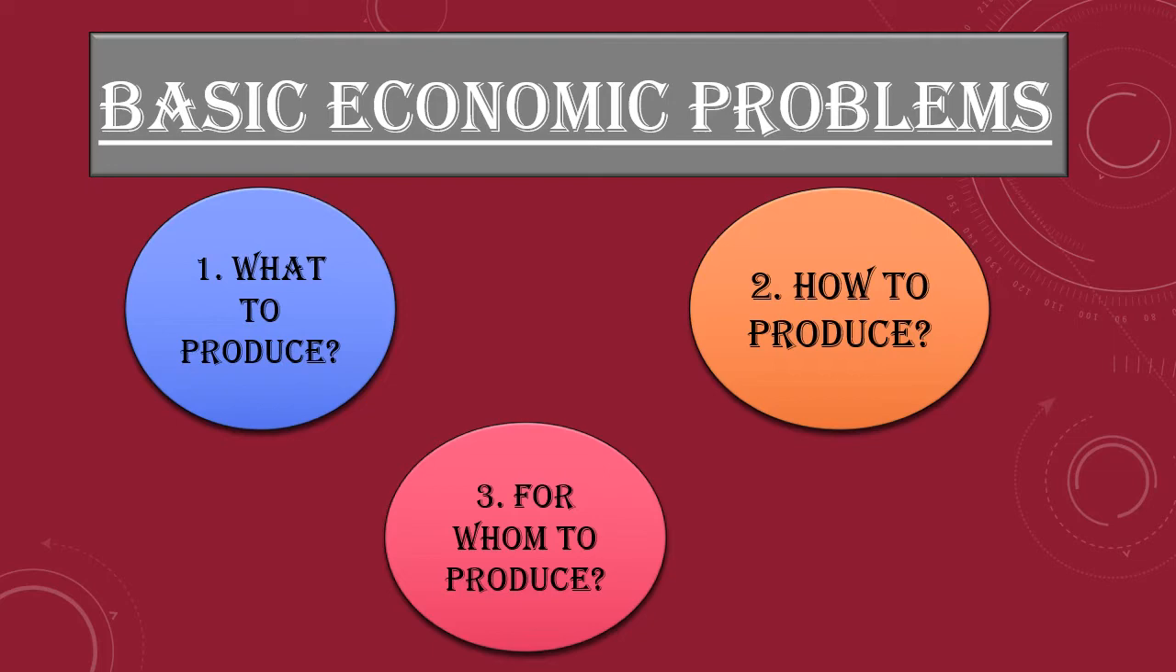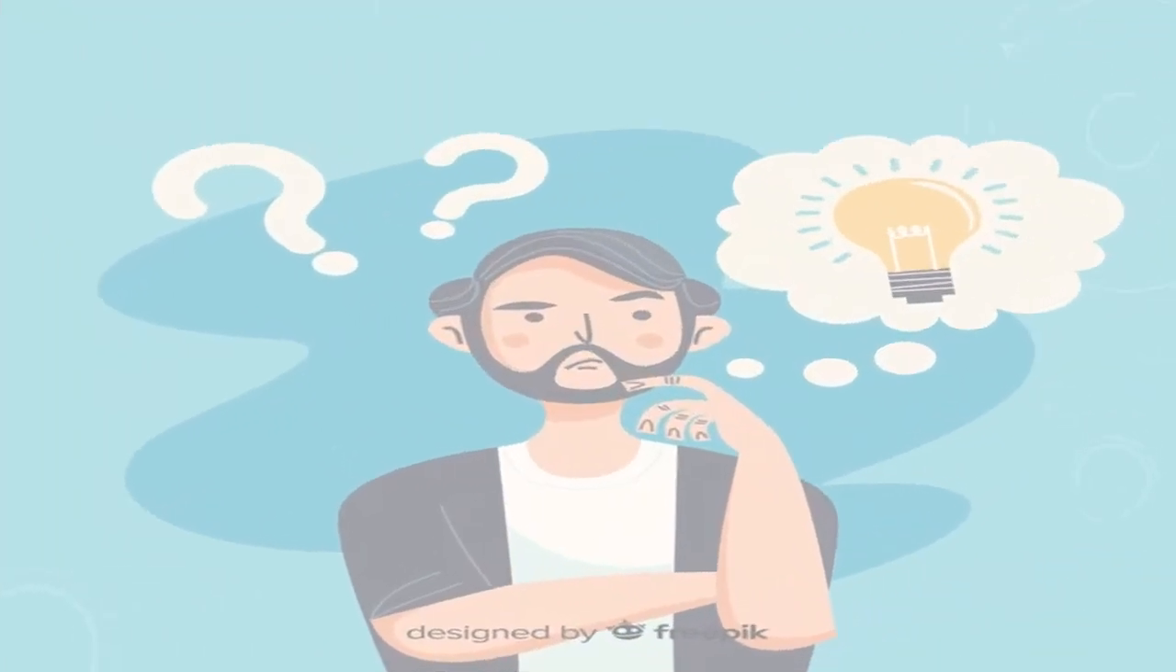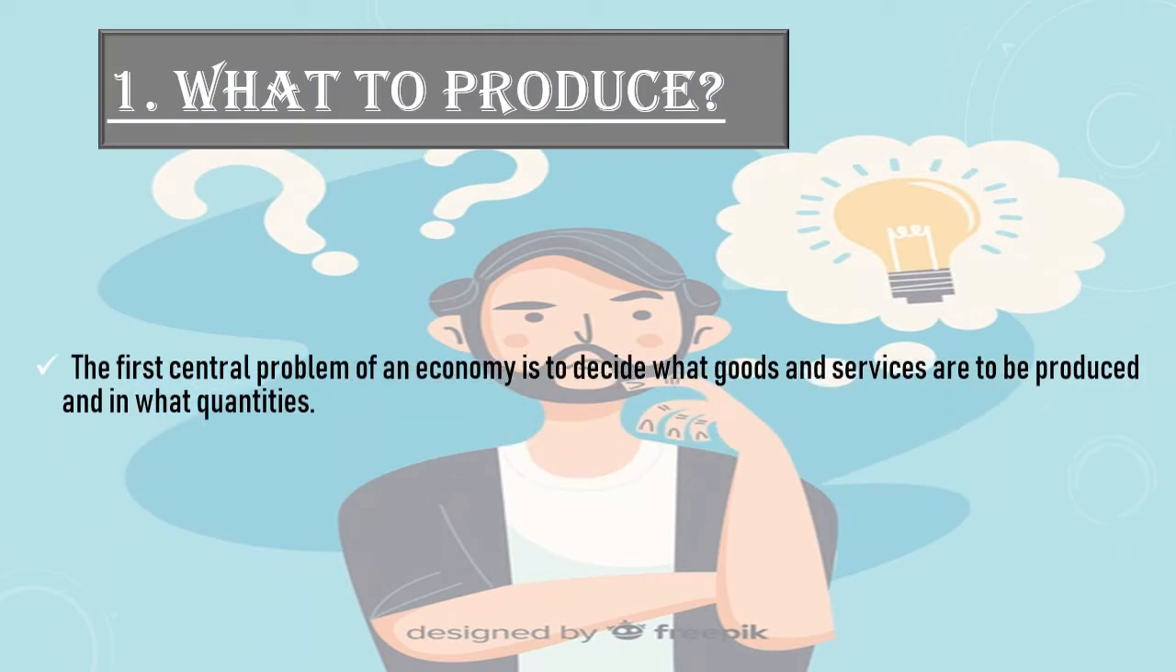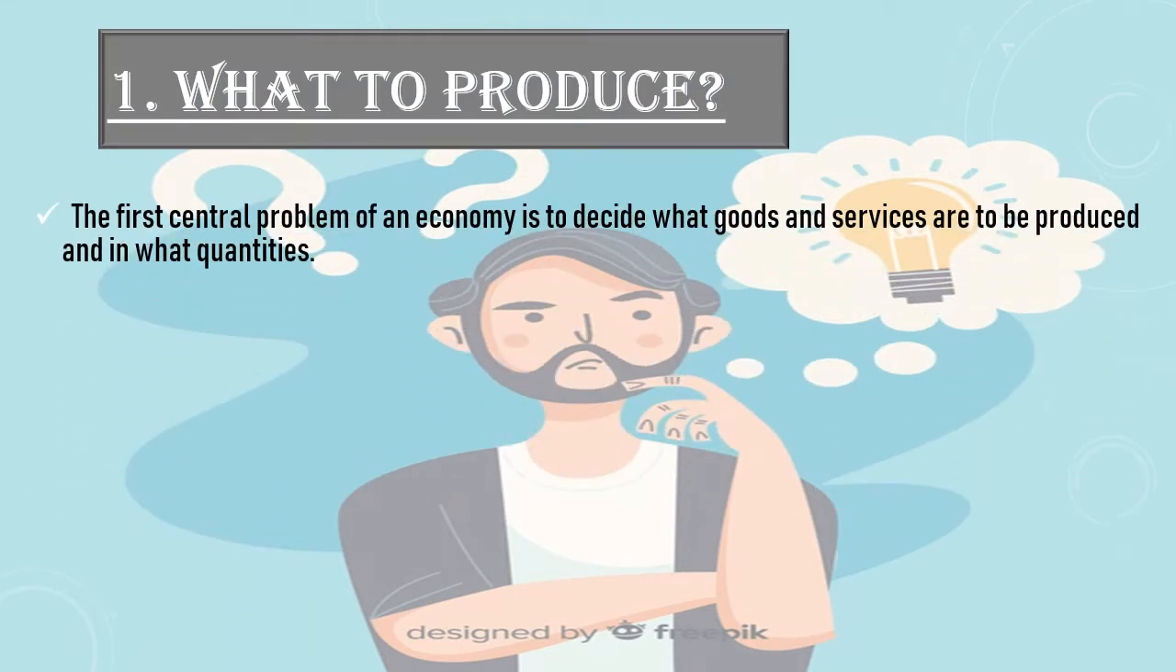Let's start with what to produce. It is standard knowledge that resources are scarce. It means limited in relation to human wants and needs. And we cannot produce all goods as much as we wish to produce. So the allocation of resources and the problem of choice require that we decide what to produce and what not. We have to decide which wants are to be taken on priority and which ones can wait.